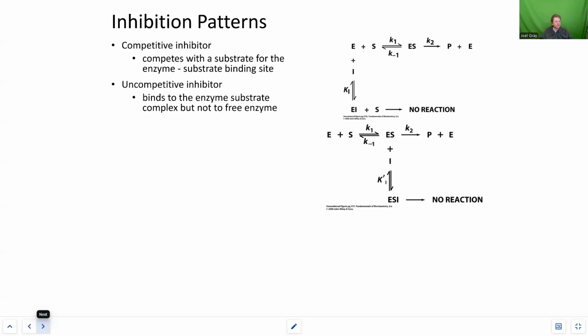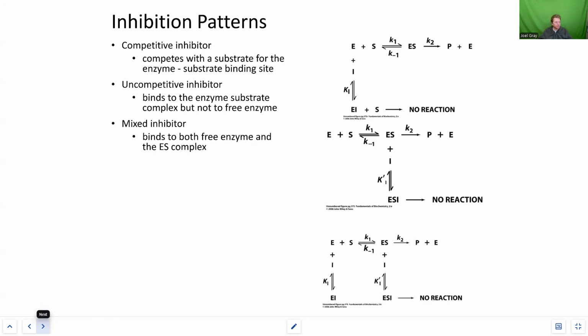An uncompetitive inhibitor is, just as a kind of mnemonic tool, I would say that it's incapable of binding to the free enzyme. With an uncompetitive inhibitor, you're going to form this ESI complex. You're not going to form EI.